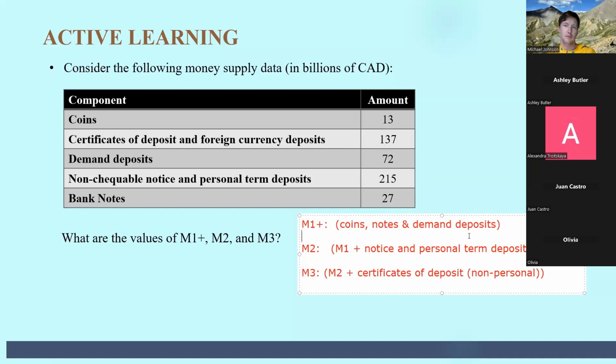So M1 plus will be 13 plus 27 plus 137, which will be 40 plus 137. It will be 177. Excellent. M2 will be M1 plus notice and personal deposit. So it will be 177 plus 215, which equals, sorry, just a second, 392. Excellent. And then M2 plus certificates of deposit will equal M3, and it will be 392 plus 72, which will be 464.